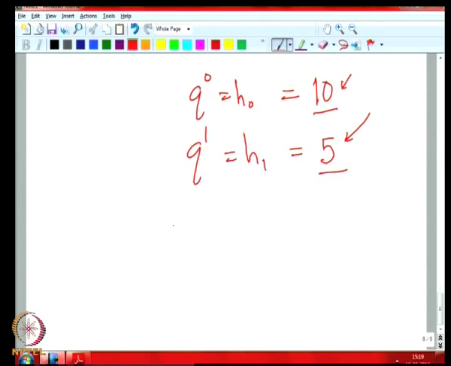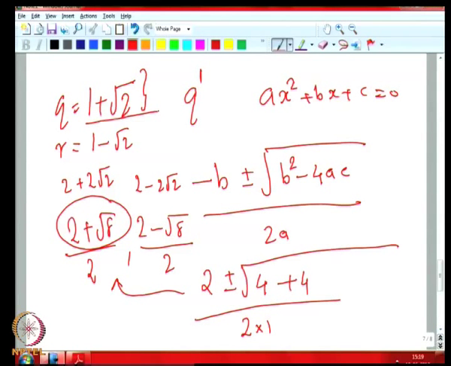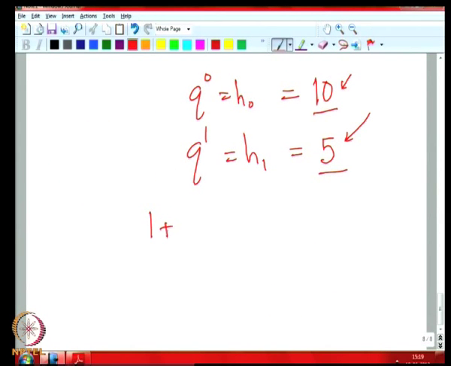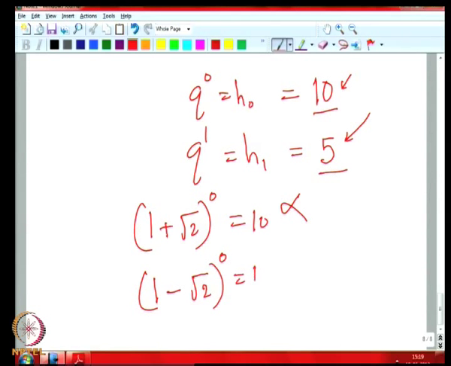So if we have taken q equal to the first one, 1 plus root 2, we will get 1 plus root 2 to the power 0 is equal to 10, which is not true, because this is definitely wrong. Similarly, 1 minus root 2 to the power 0 is equal to 10 is also wrong. So both choices of q, either 1 plus root 2 or 1 minus root 2, are not valid for the initial condition. How will we tackle this situation?